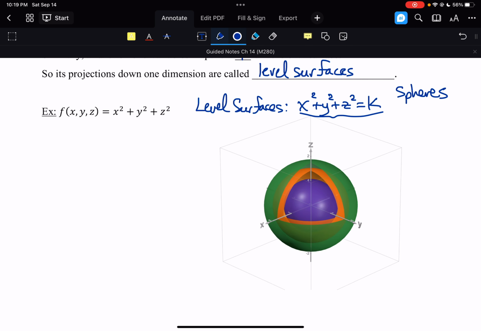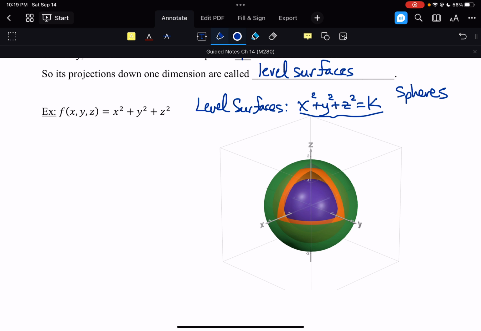Okay, so we're not going to be spending a lot of time with level surfaces. That's a bit beyond the scope of what we're doing for this class. But just so that you can see that the applications of these level curves and level surfaces do go beyond just the 3rd dimension, and we can use them to make conclusions about higher dimensional objects as well.